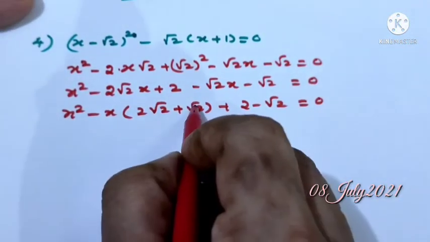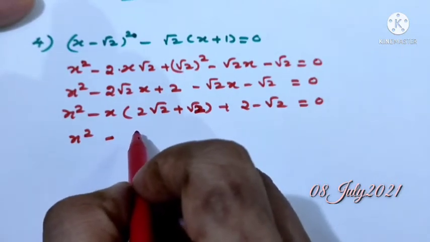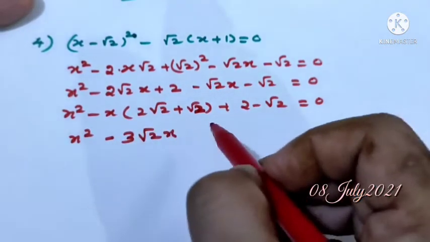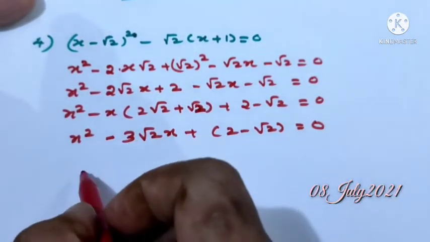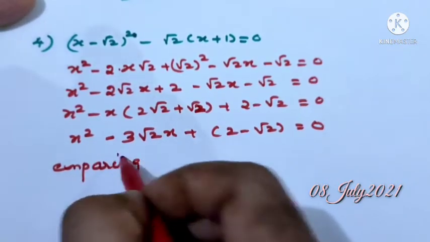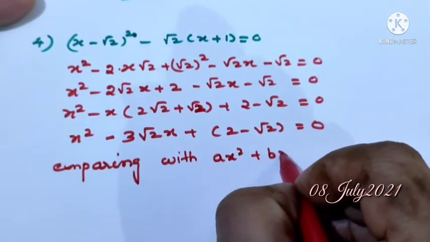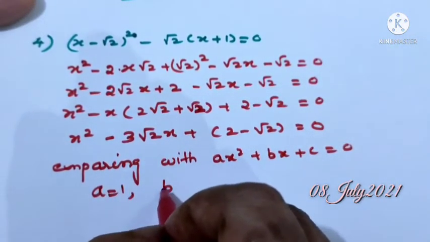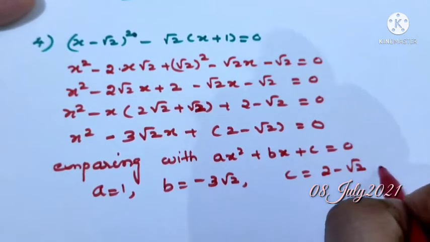That means x square minus 2 root 2 and root 2 means it is 3 root 2. So 3 root 2 x with minus sign, plus 2 minus root 2 in the constant part we will get. Now compare with the ax square plus bx plus c equal to 0: a equal to 1, b equal to minus 3 root 2 and c is equal to 2 minus root 2.